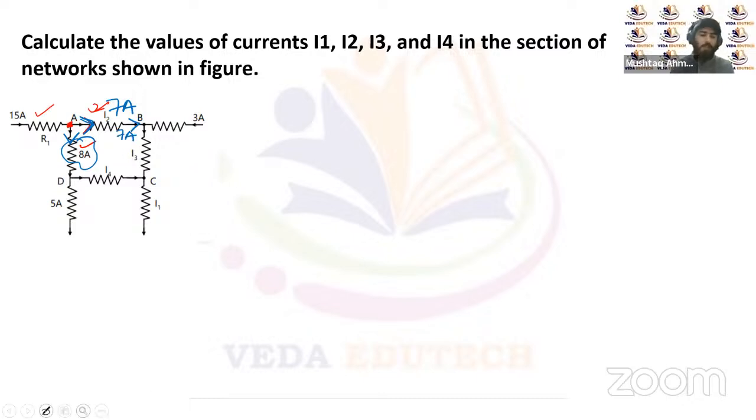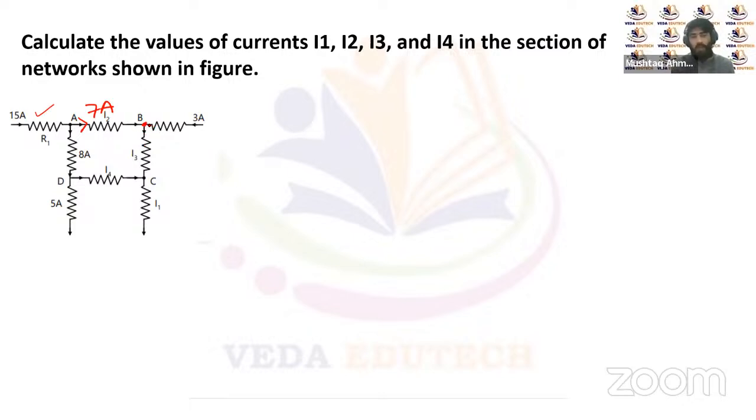Now let's look at this junction. So it's now clear that the current flowing through this resistor is equal to 7 amperes. Now at this point, 3 amperes of current is coming from the right-hand side resistor, and this is the 7 ampere current from the left-hand side, and both the currents are entering the junction.